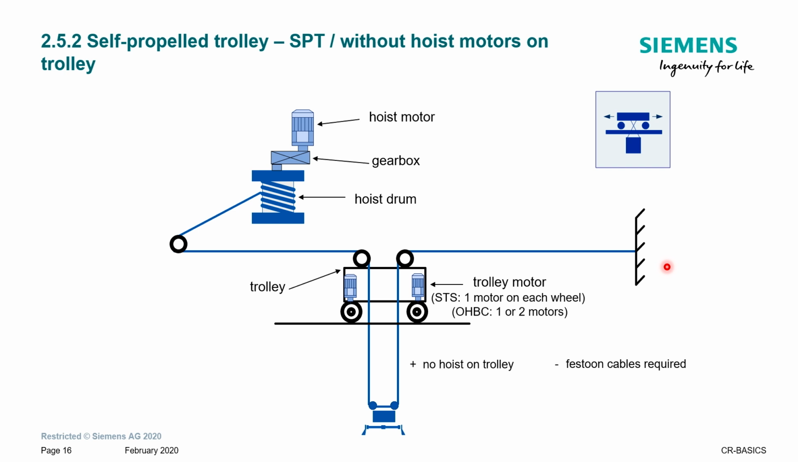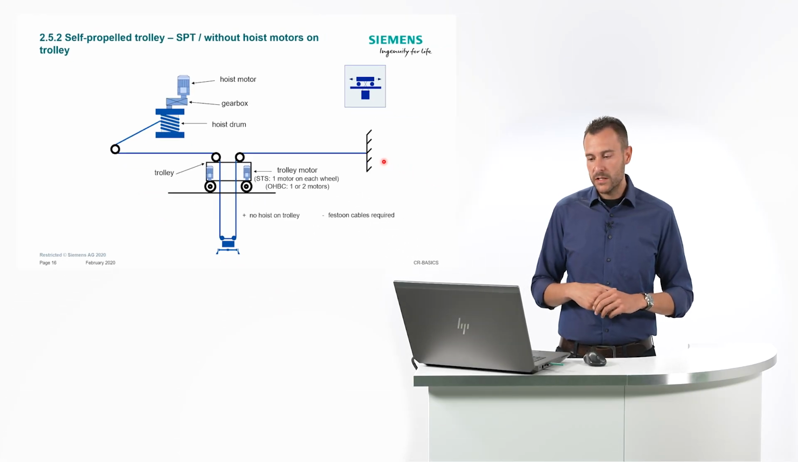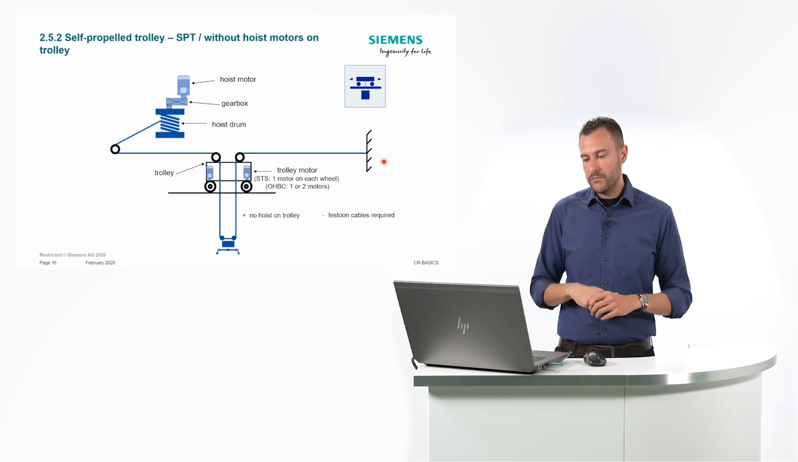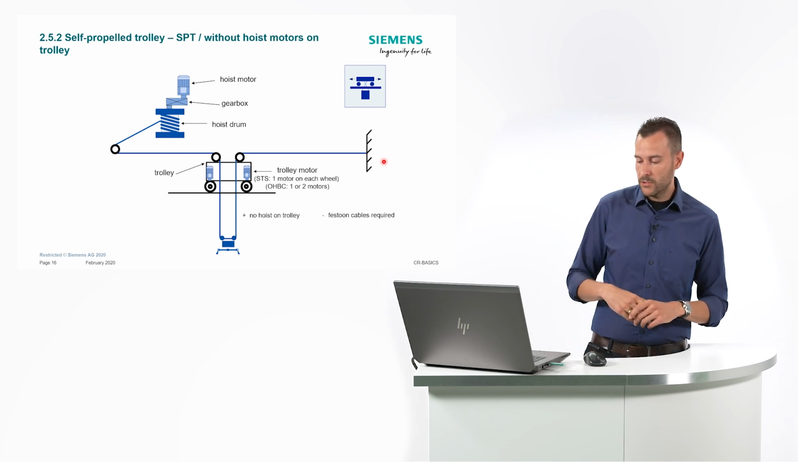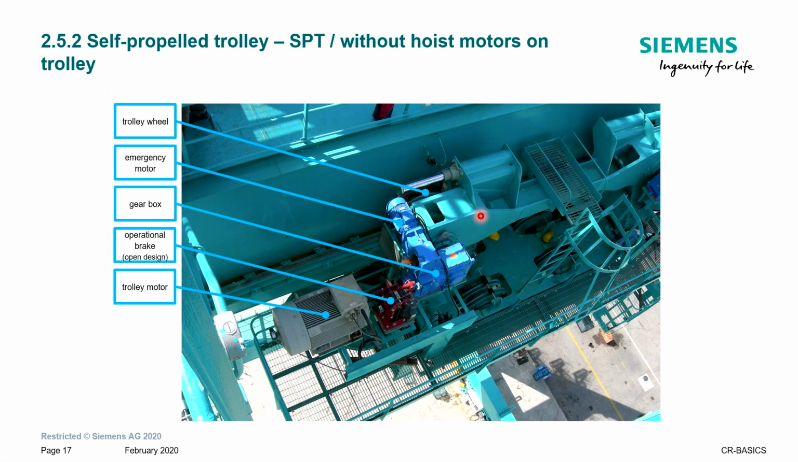For STS it's typical that we have 1 motor on each wheel. For industry purpose OHBCs, 1 or 2 motors on each wheel. Yeah, advantage again, no hoist on trolley, a lightweight trolley, a bit more because of the trolley motors, but we still have no festoon cables on this system. How does this look in real life? A picture from an STS crane with the trolley wheel, the emergency motor connected to the gearbox, the operational brake, here an open design, and the trolley motor at the end.